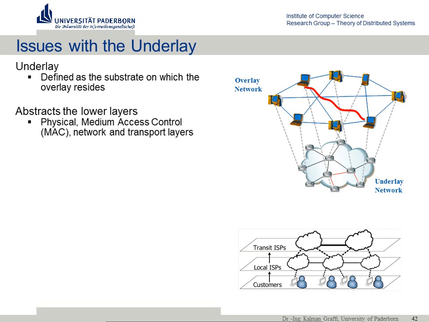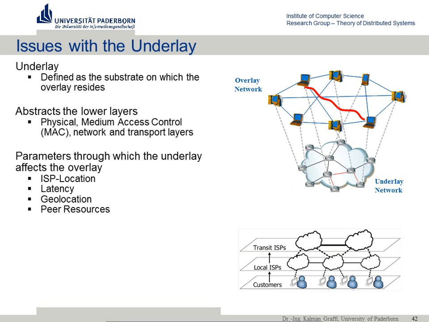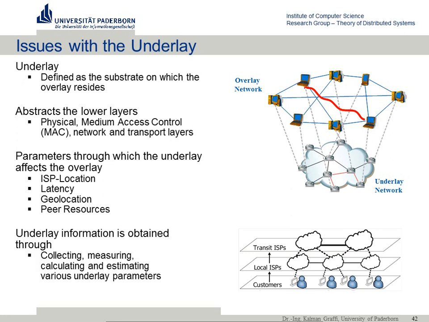So what's the underlay? That's basically all below, and this is the whole internet that we look at. So the physical, medium access control, network and transport layers, and there are different affecting factors that take effect on the performance of that network. So the ISP location, that means whether you're at Telecom or at Vodafone, whether you're in Germany or you are somewhere else. The latency, the peer resources, that all come into play for the network capabilities that you have. You have different approaches to get information. Yeah, let's just assume we have that information. What can we do with it?